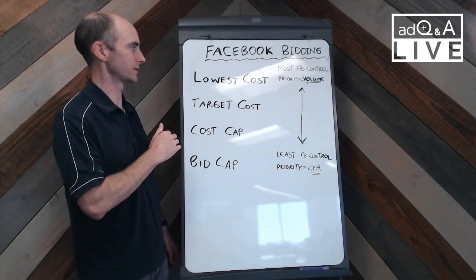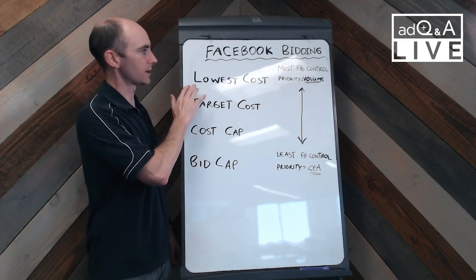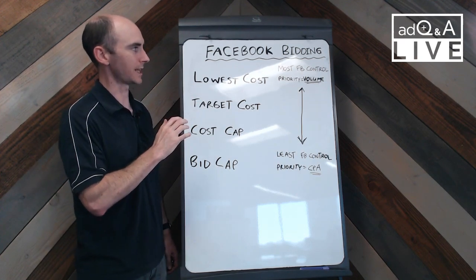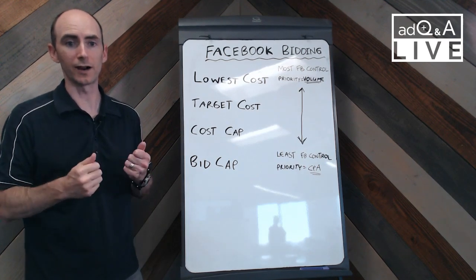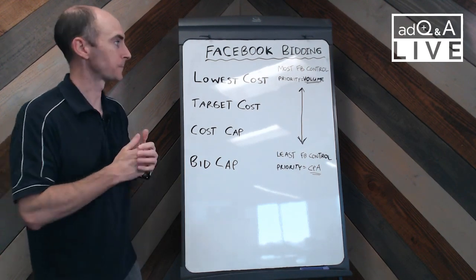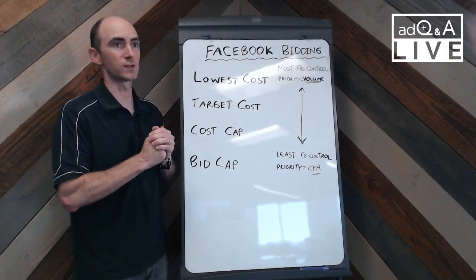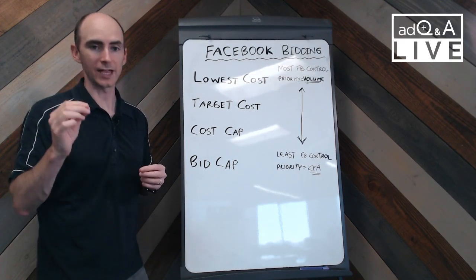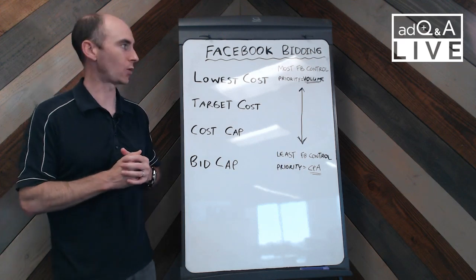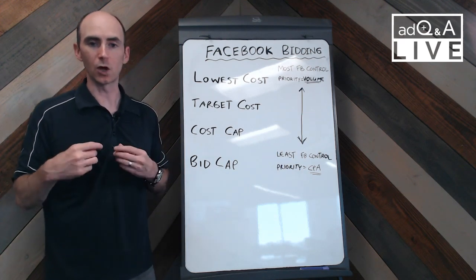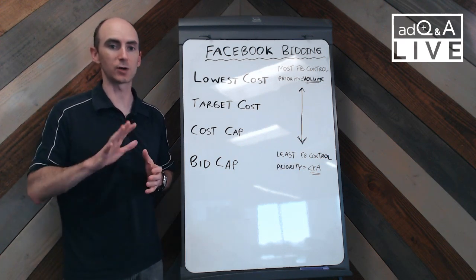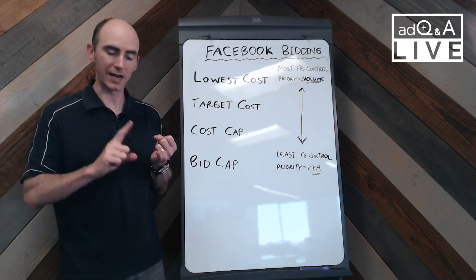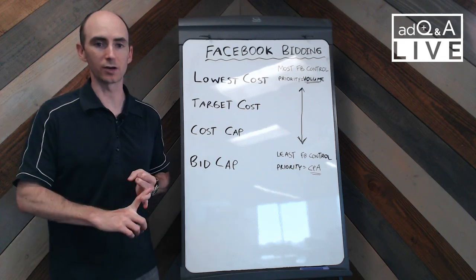So lowest cost up here at the top represents the setting that gives Facebook the most control over how your ads are bid on, right? Basically, you are handing Facebook the keys and you're saying, I want you to get me the lowest cost per conversion, but I'm not going to place any limitations on you, right? Facebook, I'm leaving it up to you. Get me as many conversions as you can for the lowest cost per conversion.